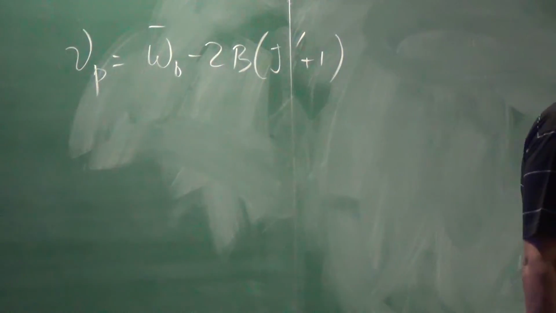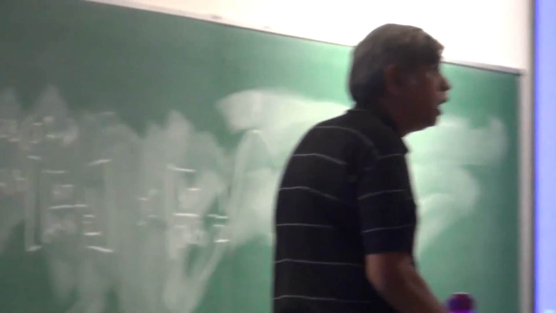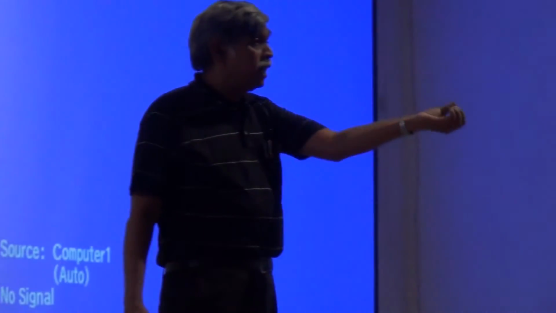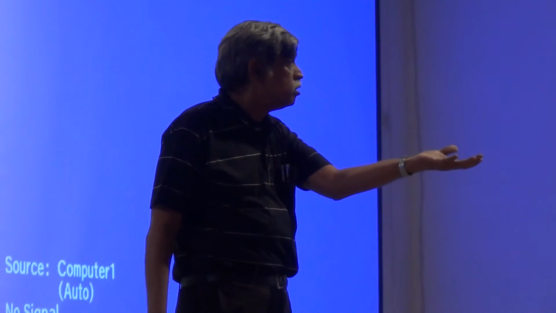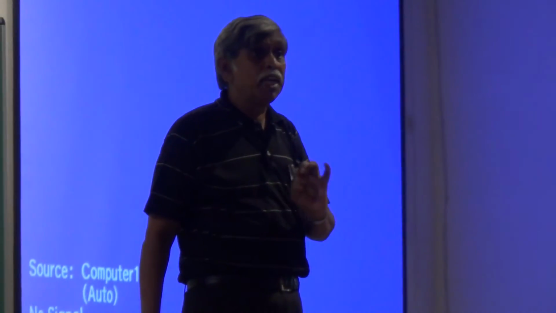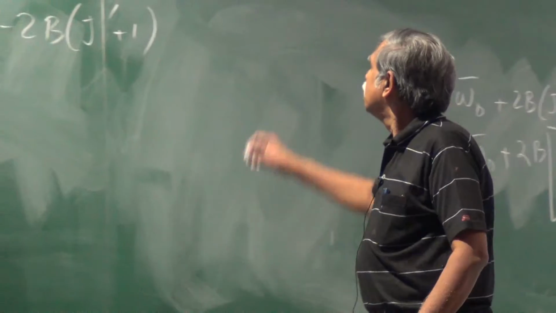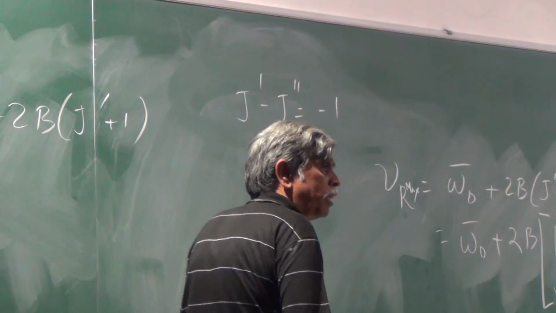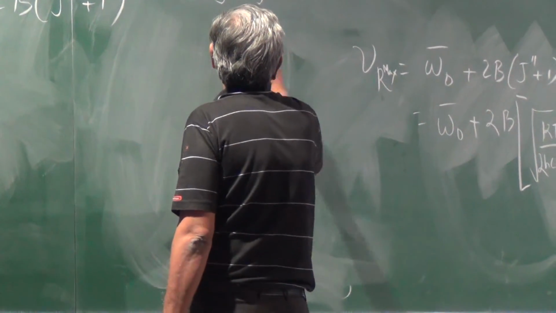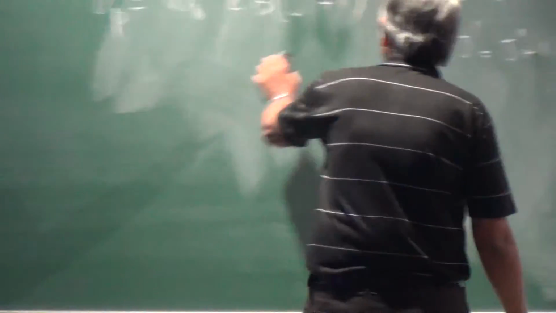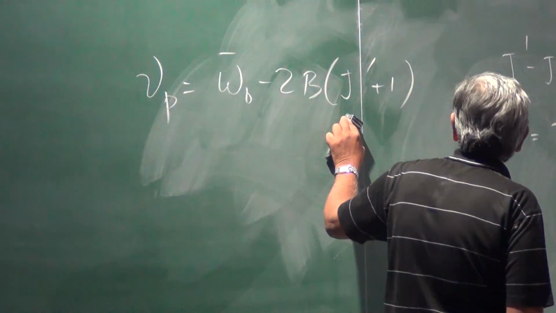And what is J prime? I want to have everything in terms of J double prime, mind you. Why? Because the most intense transition is starting from the J double prime, which has the maximum population. So I want to write the whole equation in terms of J double prime. But what is J prime equal to? For the P branch, J prime minus J double prime equals minus 1, and therefore J prime equals J double prime minus 1. We put that over here, then what happens?